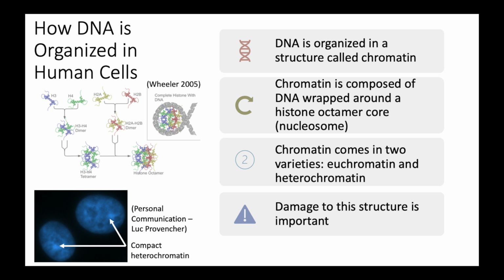The second figure to the left depicts a DAPI stain of 2 nuclei. The brightness of the dye correlates to the amount of DNA present. The very bright areas show where heterochromatin is located, as this area contains lots of condensed DNA. Damage to the structure of chromatin can result in genetic instability, which can lead to the cell becoming cancerous.